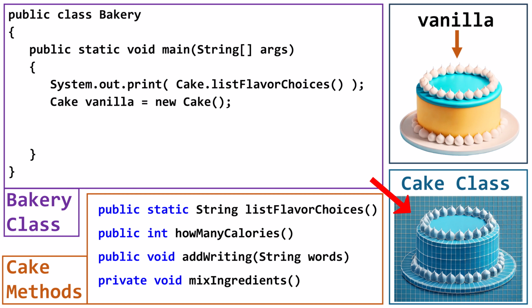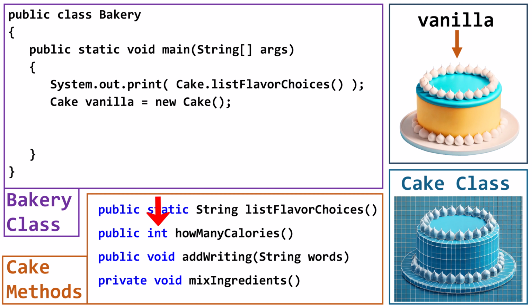Contrast that to the cake class, which is just a blueprint for a cake. We can make as many cake objects as we want. Different cake objects may not be identical, but they must all follow the specifications created by the class blueprint.